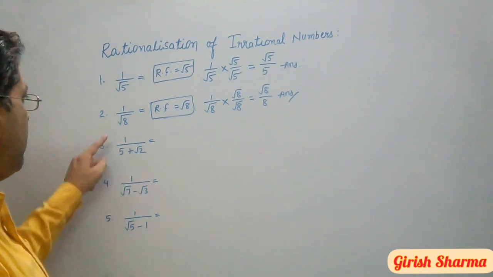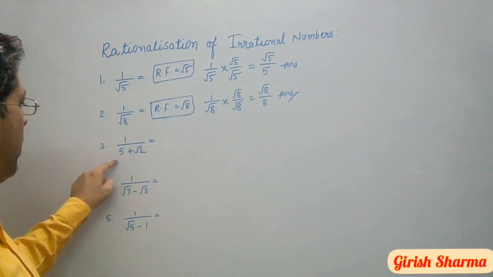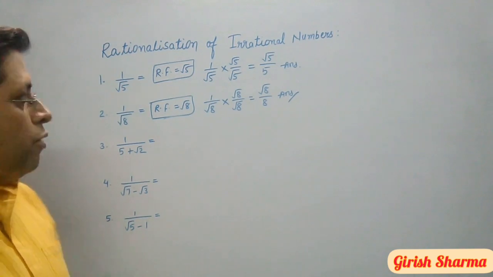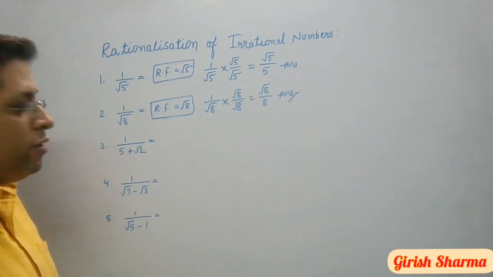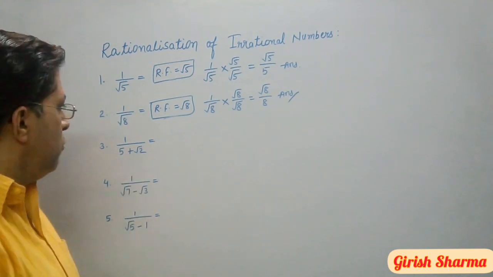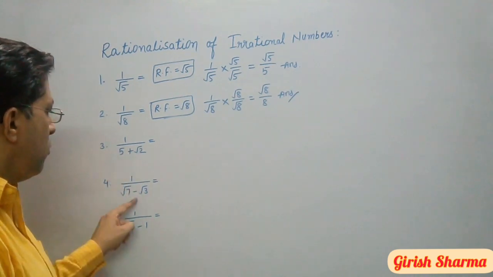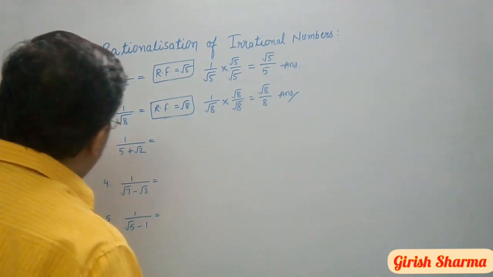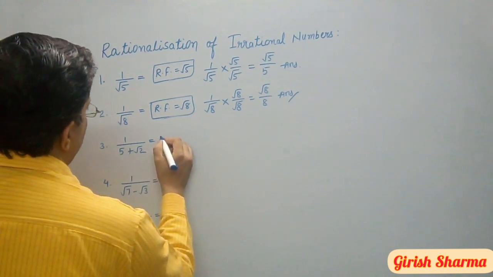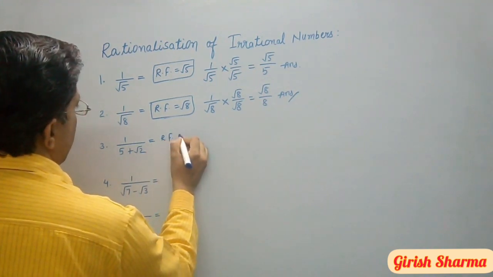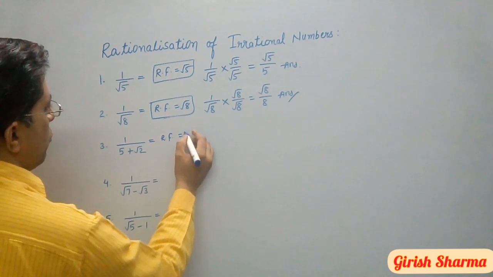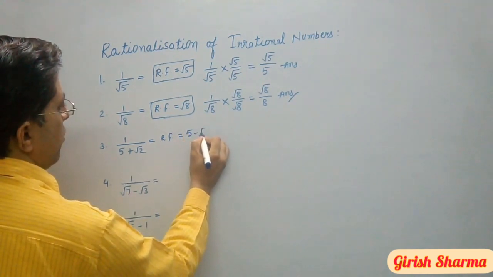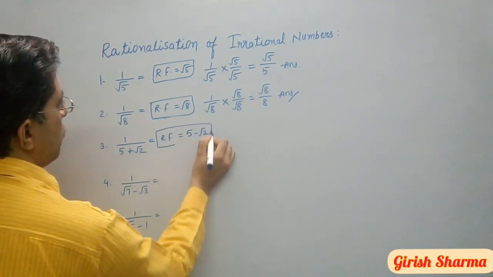Now see the denominator. The question is 1 upon 5 plus root 2. Now the irrational number is not alone. It is coming with an operator, which may be plus or minus. If plus is there, the rationalizing factor will be with minus. This is 5 plus root 2, so the rationalizing factor will be 5 minus root 2.